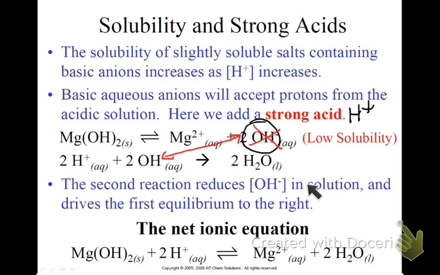So the second reaction reduces the hydroxide in solution and drives the first equilibrium to the right. As this reaction goes to completion, the H+ ions are neutralizing the OH-, driving the reaction towards the right. Here's what the net ionic equation would look like: the H+ reacts with the OH- to produce water, leaving the magnesium, and its concentration increasing.